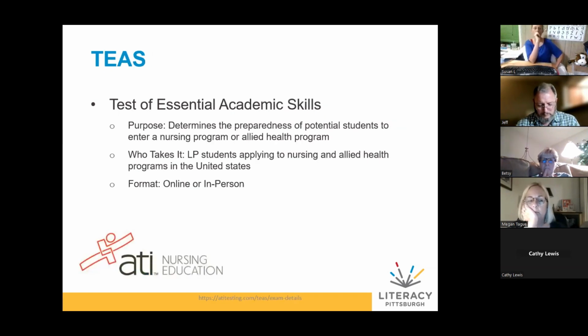All right, so then there's the TEAS test, which is the test of essential academic skills. And this test is to determine the preparedness of potential students to enter a nursing program or allied health program. So Literacy Pittsburgh students who are applying to nursing schools or allied health programs in the United States are the ones that are taking this test.